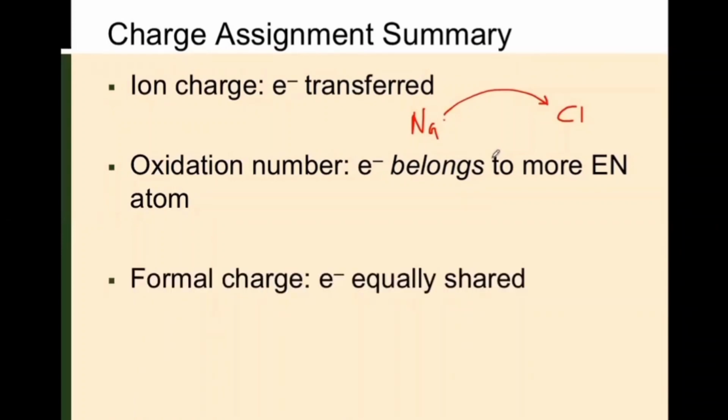So in the formal charge, the electrons are shared equally. So we have sodium chloride, Na plus, Cl minus. So overall, the formal charges will neutralize.